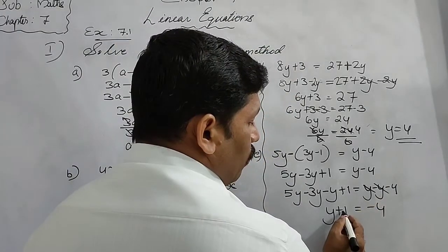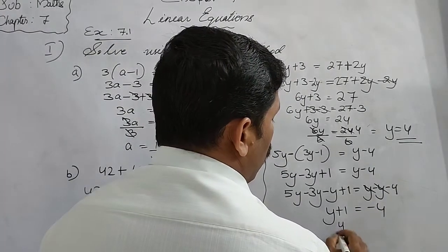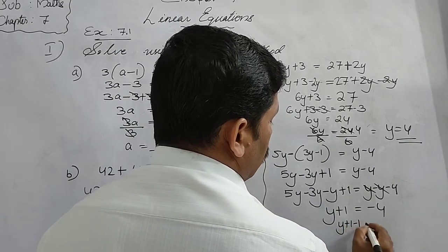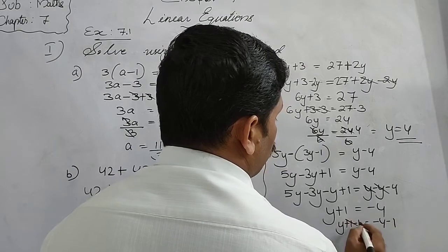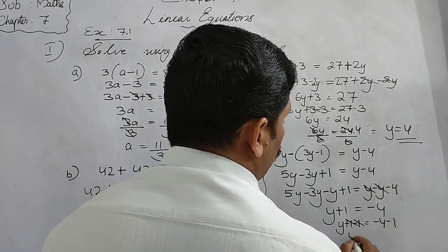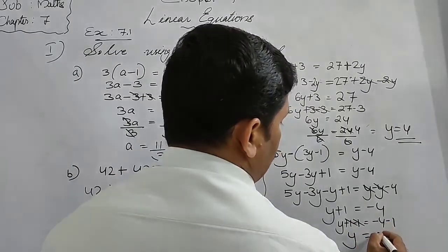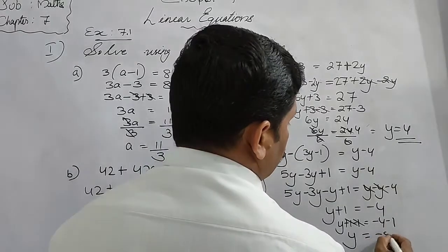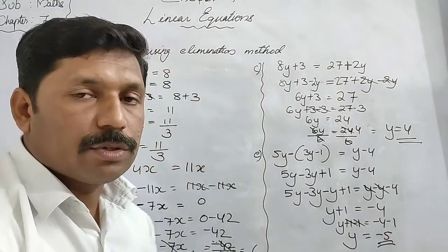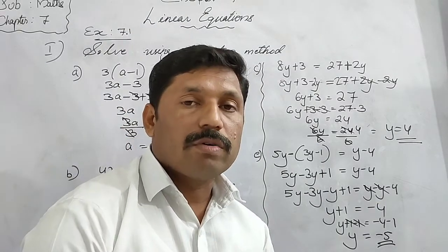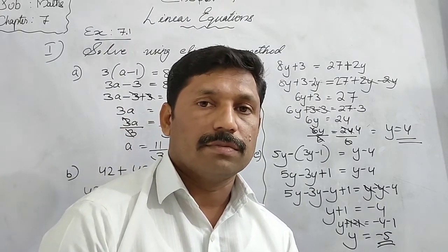And here we have to avoid 1, so y plus 1 minus 1 is equal to negative 4 minus 1, and plus 1 minus 1 cancel, so y is equal to negative 5. So students, here we got negative 5, y is equal to negative 5. There are some more questions, we will solve those questions also.